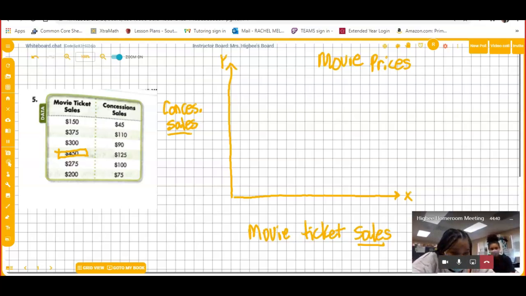No. So what do you think I should go by? 50s or hundreds. Okay, I'm hearing some people say 50s or hundreds. I'm thinking maybe 50s. Okay, so let me see if that will work. So this would be 50, 100, 150, 200, 250, 300, 350, 400, and 450. So would that work?